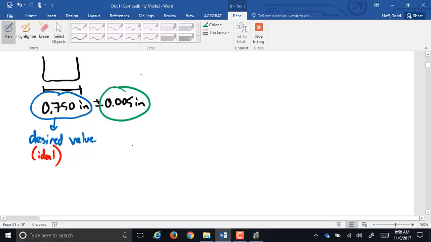This here, the plus or minus, a lot of people refer to that as the tolerance. That's not correct. That's called the allowance. What that is saying is you have an allowance of 5 thousandths of an inch in either direction. So this creates a range just like our measurements do. This is an acceptable range.